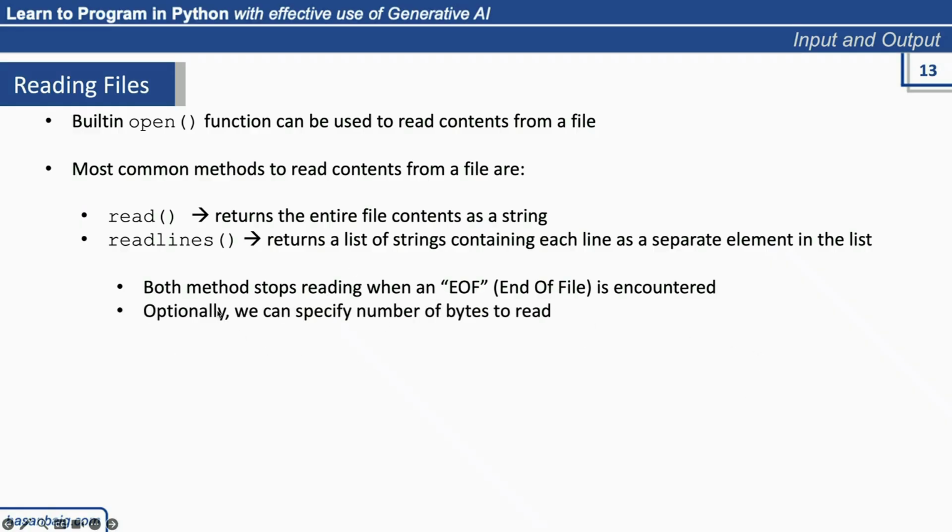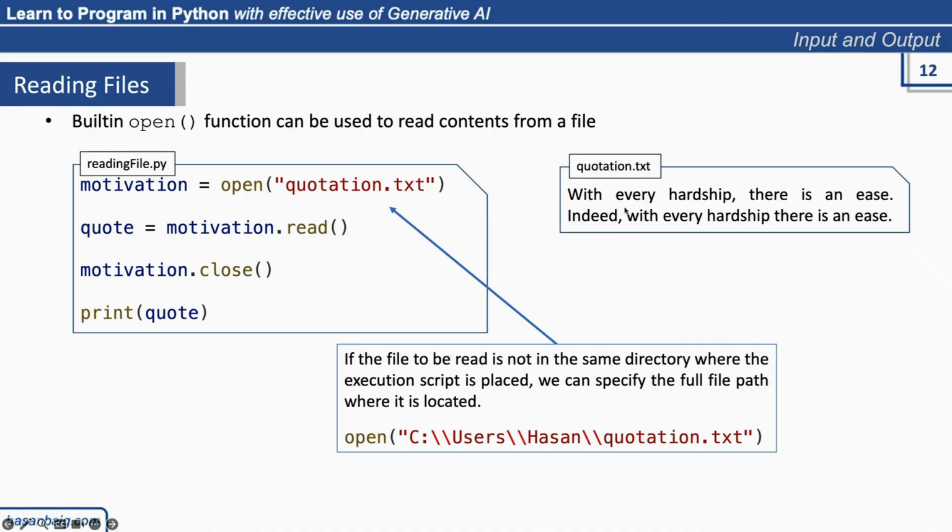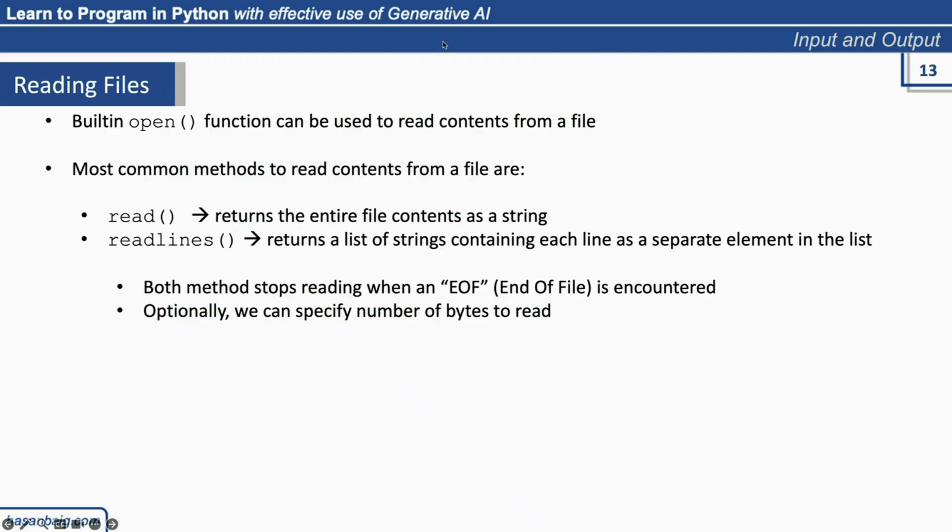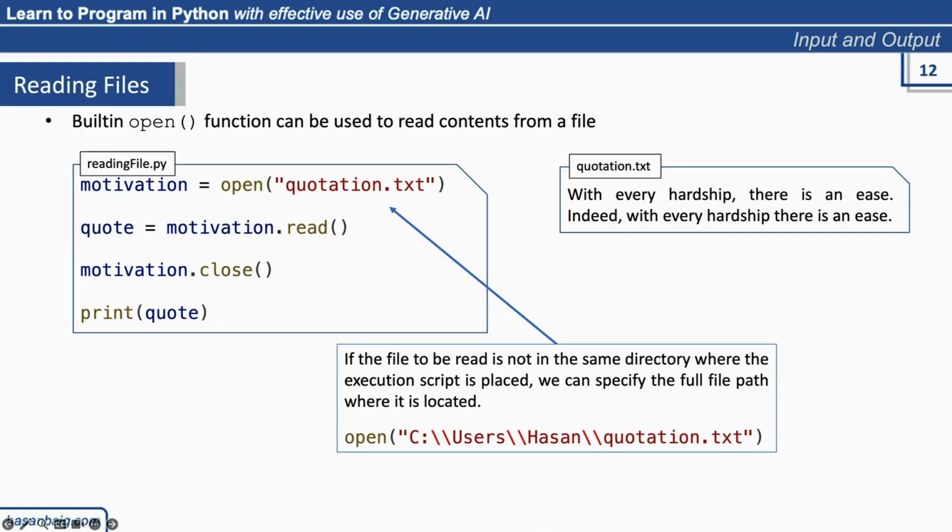And optionally, you can also specify the number of bytes that you want to read. So for example, I can specify read, and I can specify, let's say, 2 in this. If I specify 2, and my file contains, let's say, I have the same file here. Okay, so with every hardship, what do you think will be the output here? If I specify read and in the brackets I write 2, what do you think it should return? This is my entire content of the file.